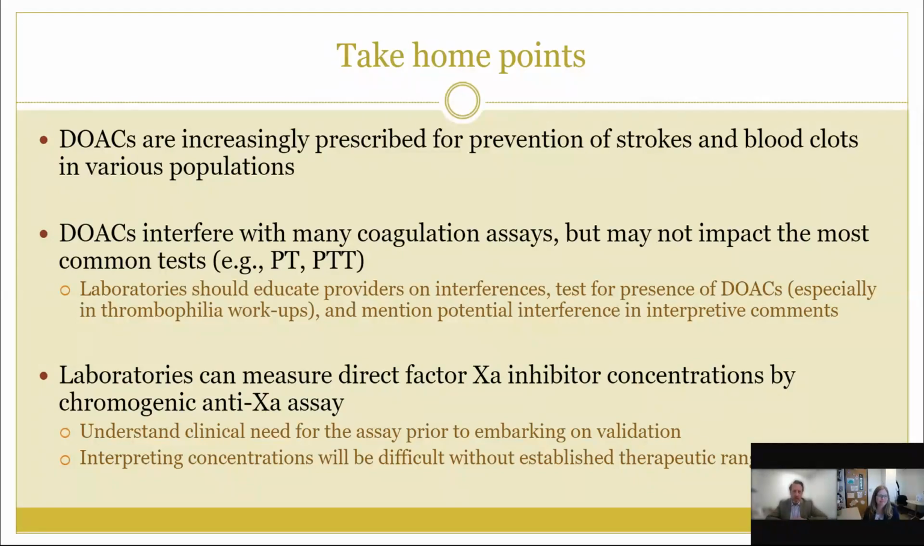You mentioned the DOAC neutralizing agent that could be used to reduce or remove the DOAC interference in some of the special coag assays or with the anti-10A assay. So what kind of validation would the lab need to do in order to use that neutralizing agent?